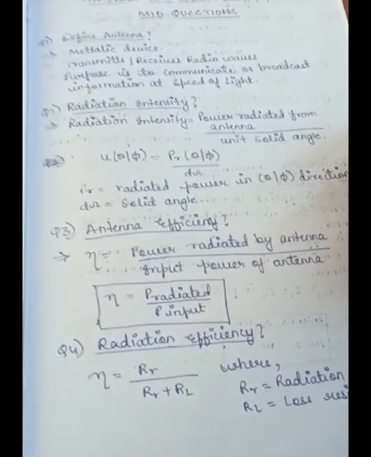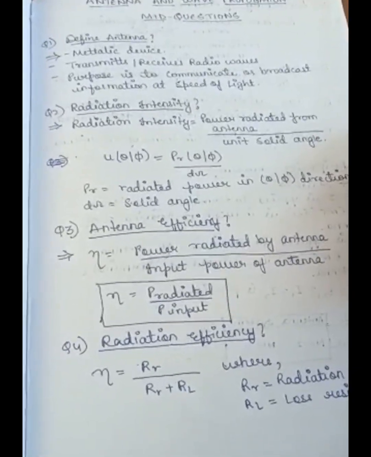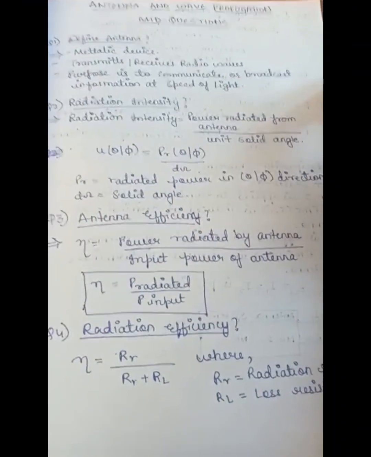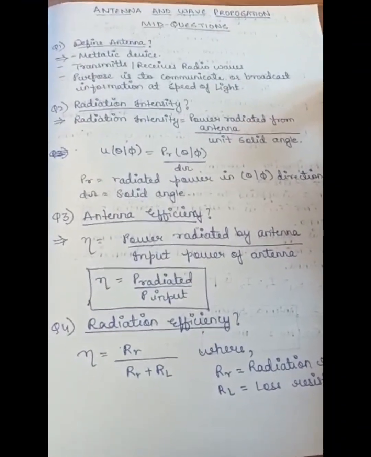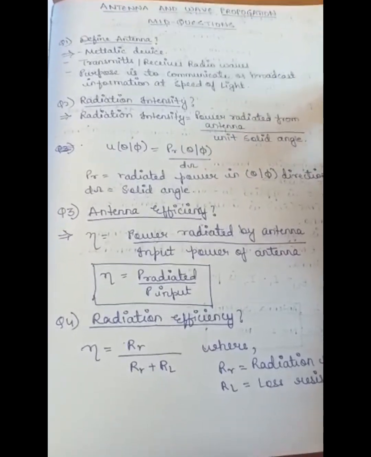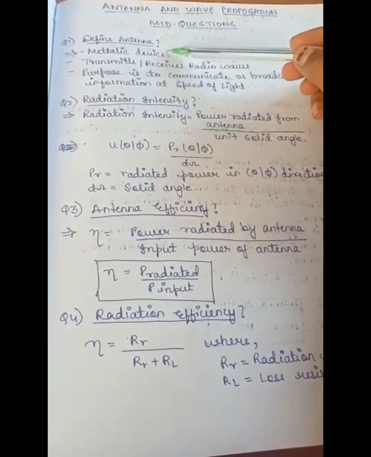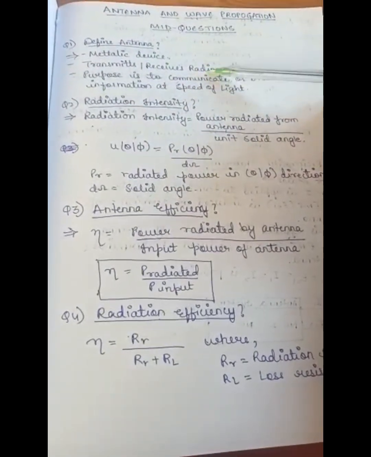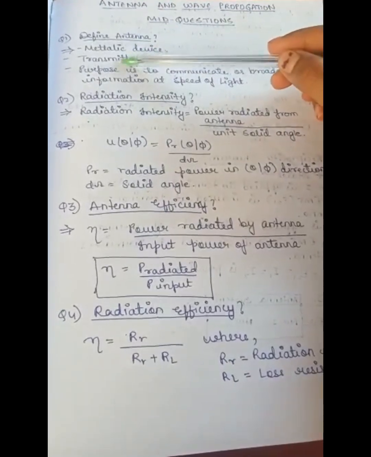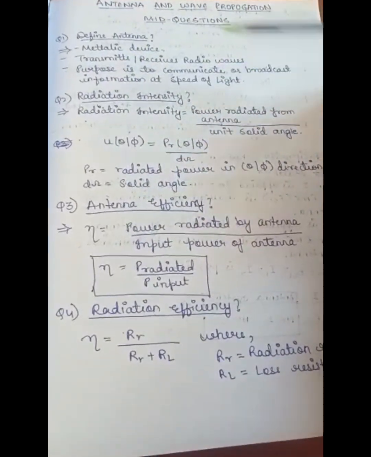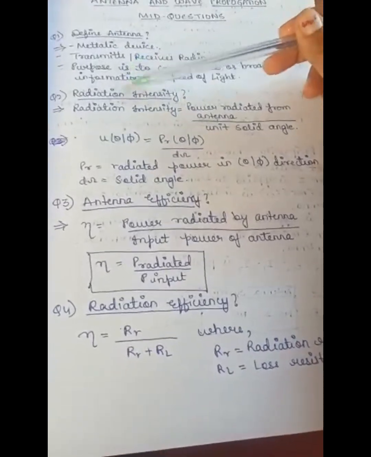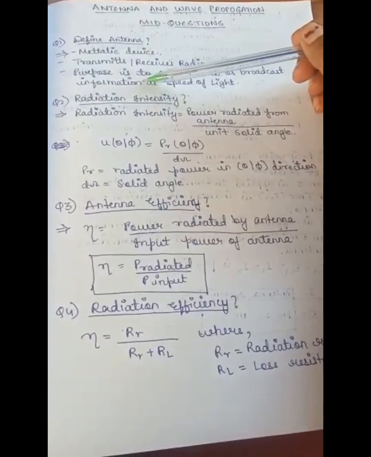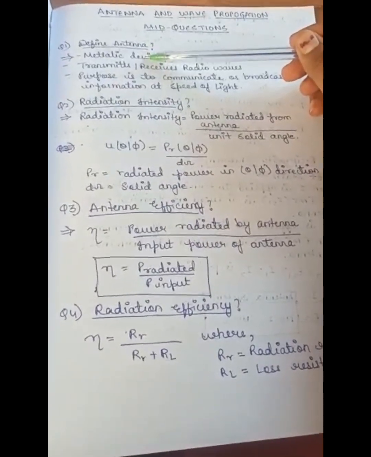Today in our video, we are going to learn some of the important questions for the mid exams of the subject antenna and wave propagation. So here, the first question is, what is an antenna, or define the antenna? Antenna is a metallic device which is used for the transmitting or receiving purpose of the radio waves. So the main purpose of the antenna is to communicate or broadcast the information, and this information is broadcasted at the speed of light. So these three are the important points in the antenna's definition.